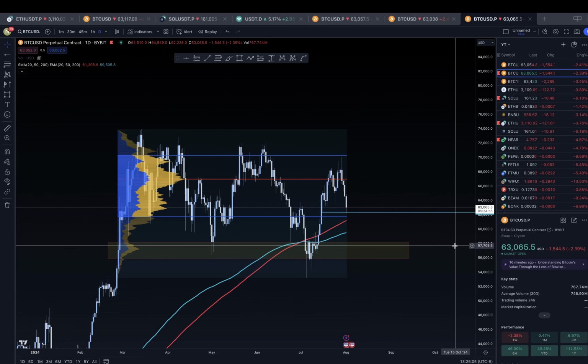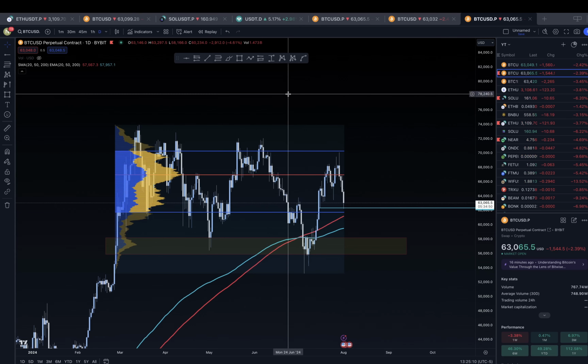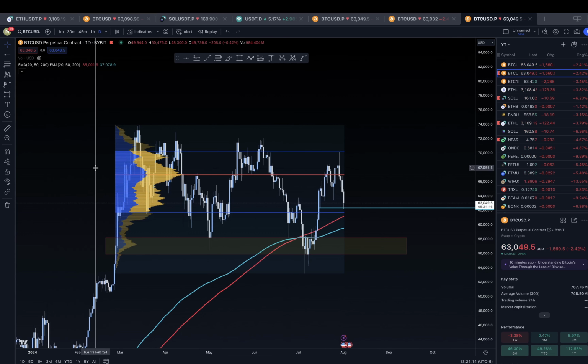And with that out of the way, let's take a look at BTC. So looking at Bitcoin here, guys, we are on the daily chart on the BTC USD perp chart on Bybit.